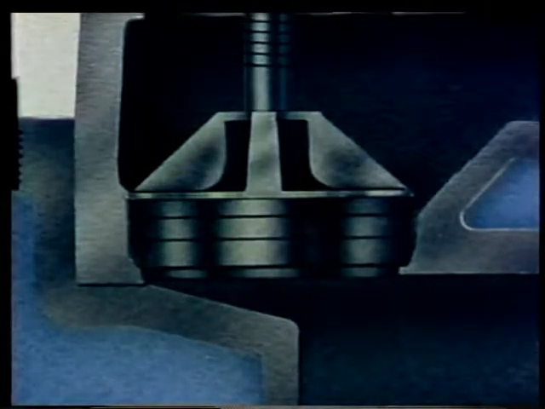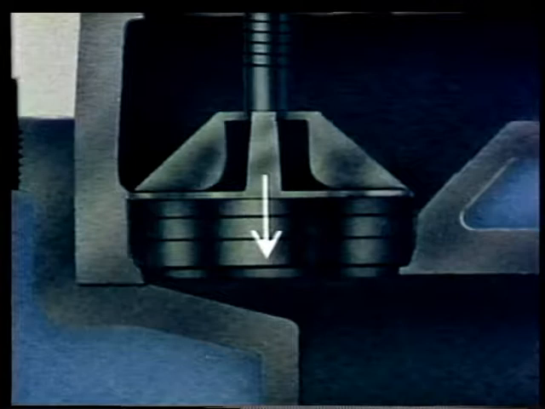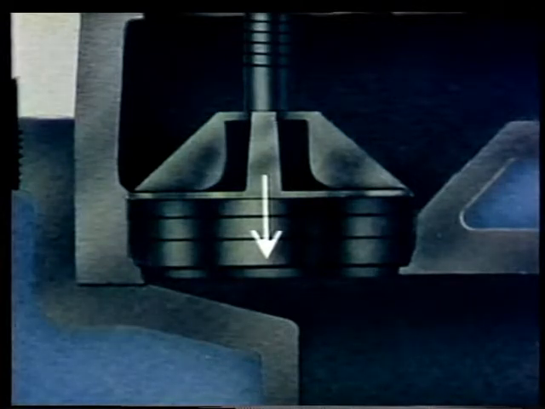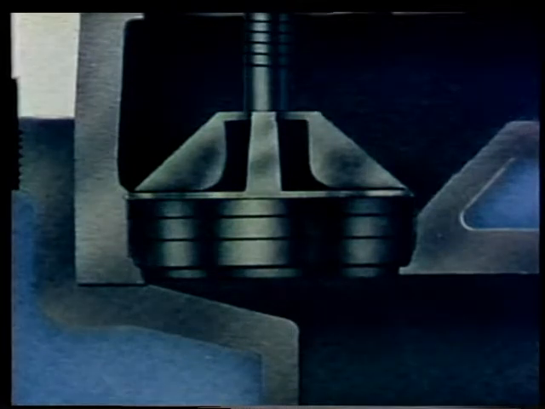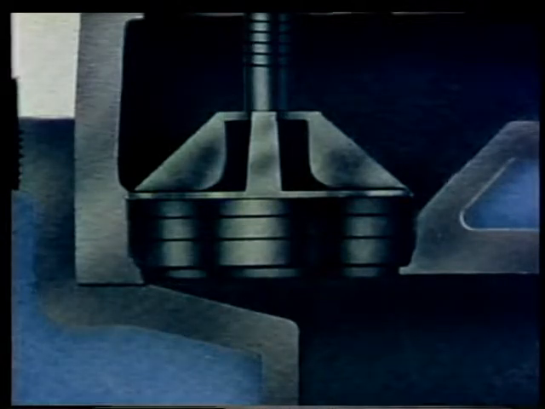Since this is a discharge valve, the valve seat faces toward the cylinder. The seat of an inlet valve faces away from the cylinder. Now, if you remember this point about the orientation of the seat, you'll never make the mistake of reversing channel type discharge and inlet valves.